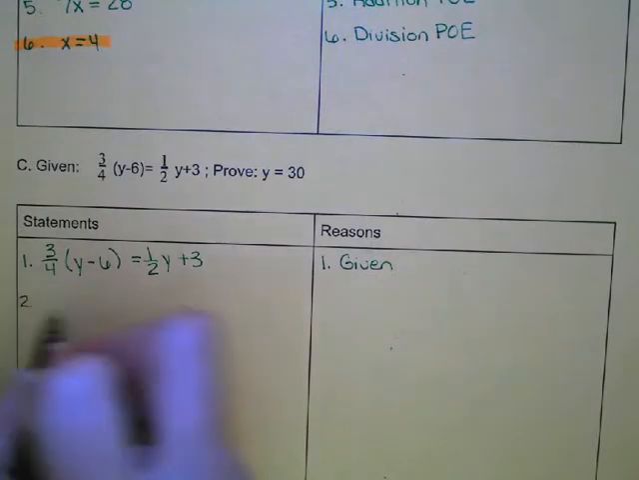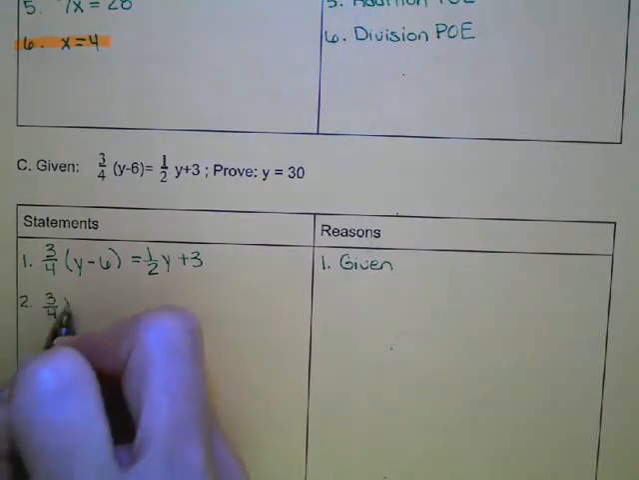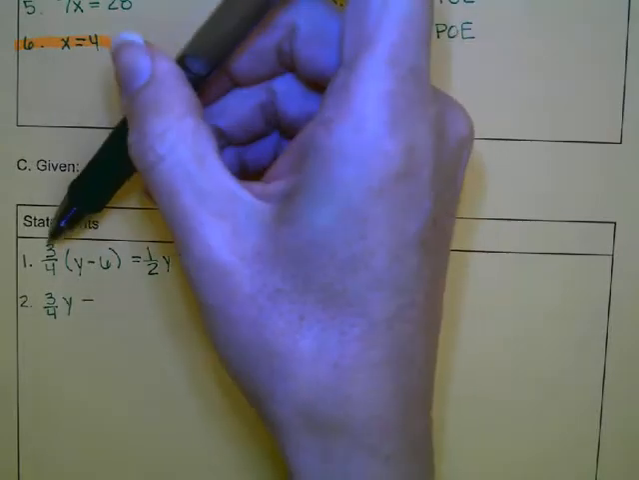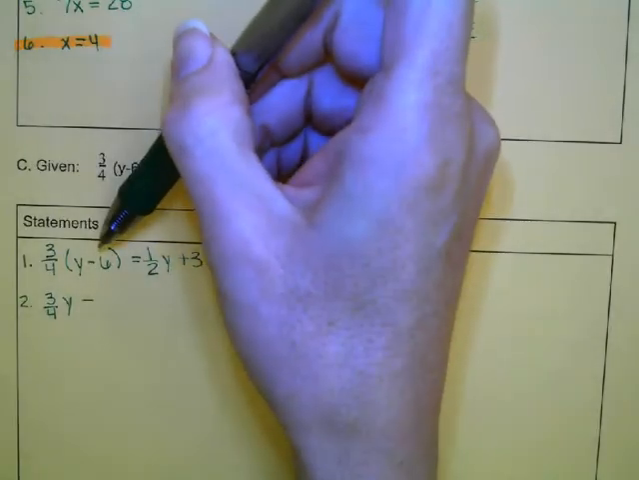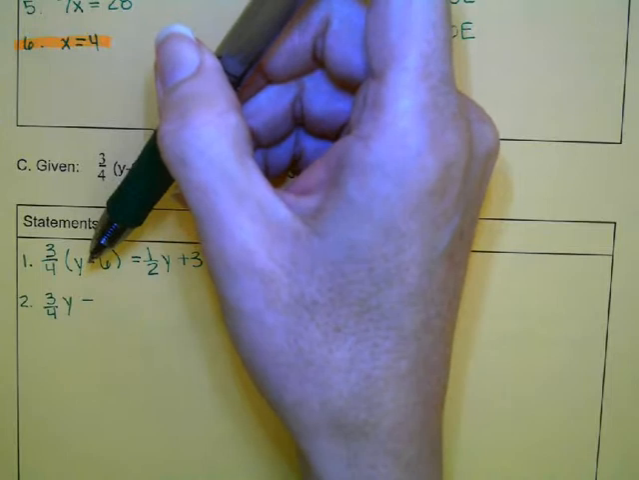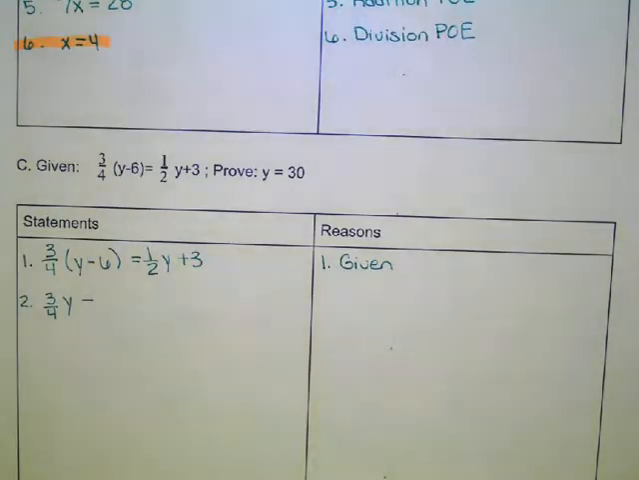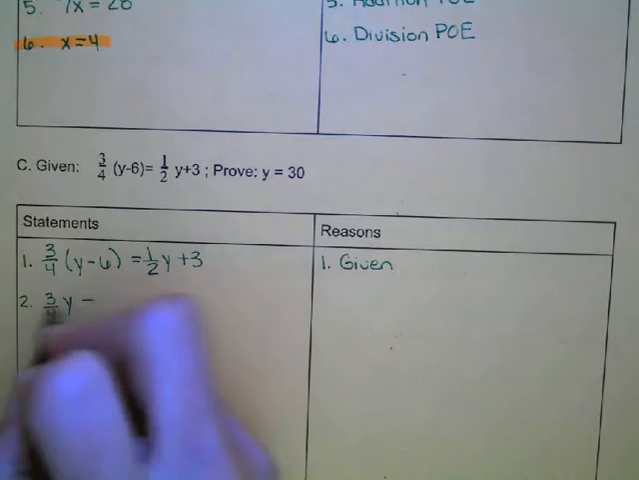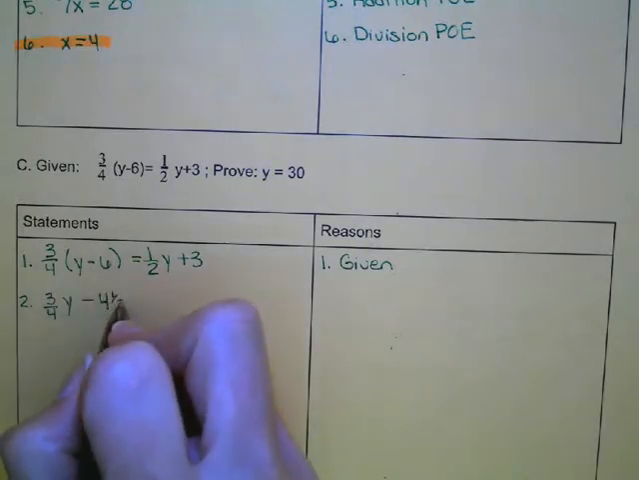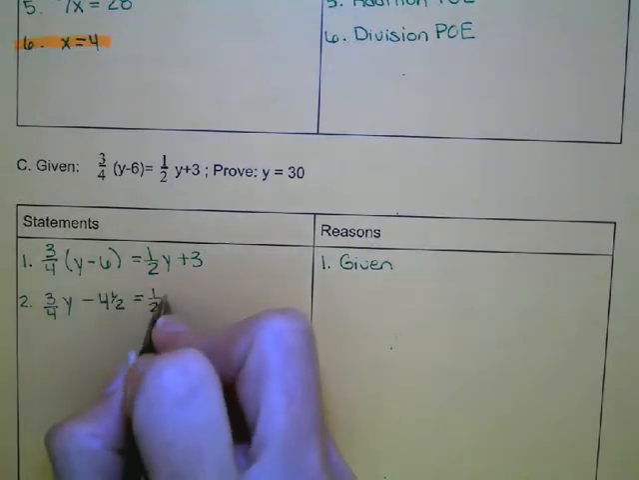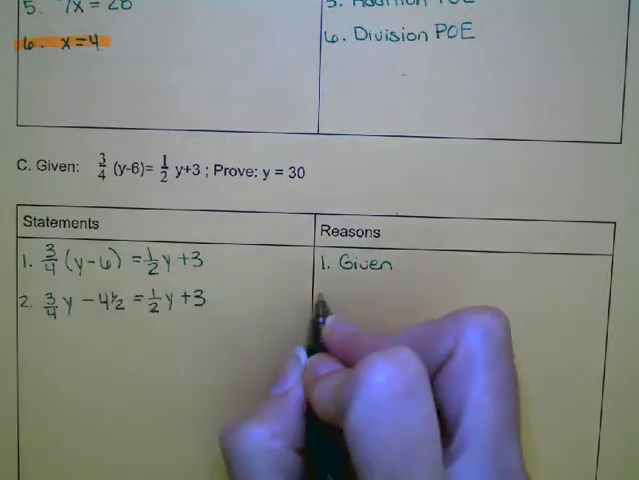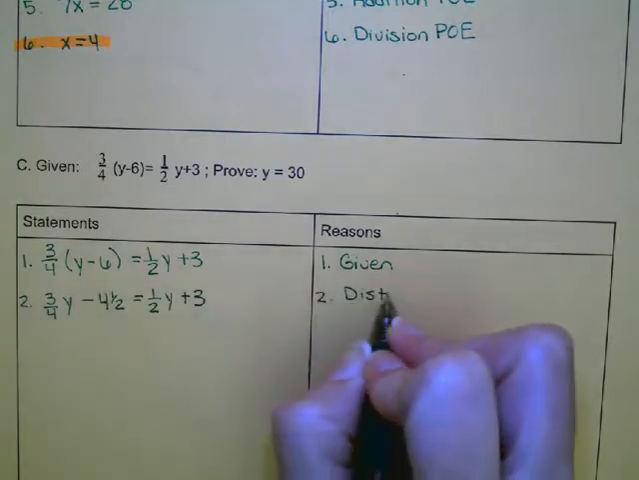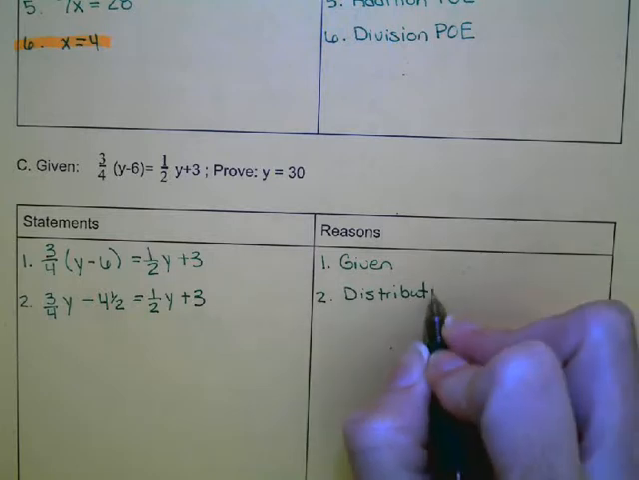Choose what you're going to do. I always distribute first to get rid of parentheses, if there's parentheses. So you can write 3 times 6 would be 18. You could write it as 18 over 4 if you want to leave it in fraction form. You could leave it in decimal form. However you want to distribute this. If you want it in decimal, that would be 4.5. If you want to leave it a fraction, you can call that 18 over 4. So I distribute it.